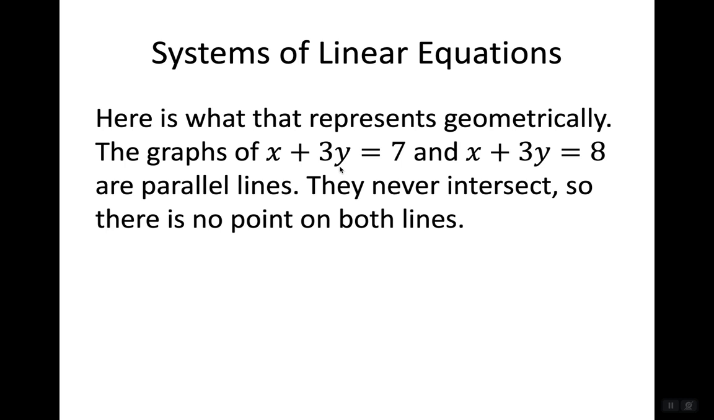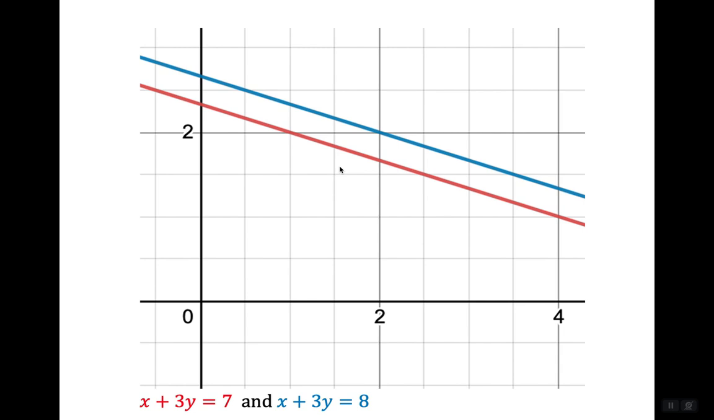Here's what that represents geometrically. The graphs of x plus 3y equals 7 and x plus 3y equals 8 are parallel lines. They never intersect, so there is no point on both lines. Good luck finding a point that's on both lines. You're not going to do it.